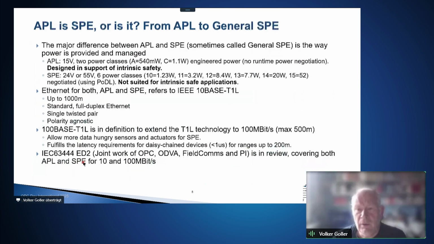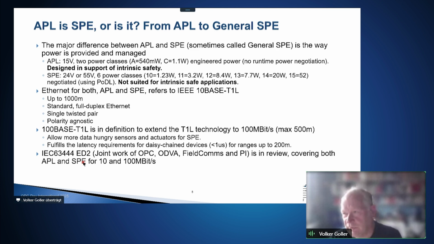So obviously there's a big question in the room, and that is a question that many people get wrong. APL is SPE, or is it? What is the relationship between both? And there is actually a relationship. They both use the same physical standard from Ethernet, the 10-base-T1L. The only difference is really intrinsic safety and the different power-providing schemes that come with it.